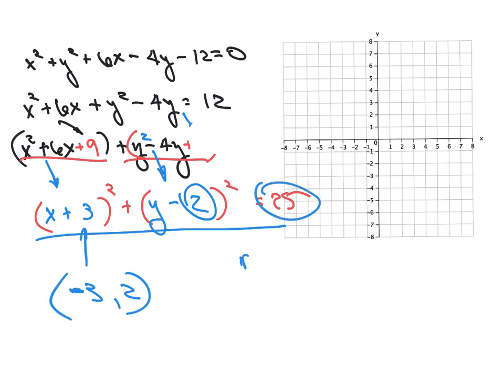This is r squared. So what number times itself is going to give me 25? So therefore, my radius is 5. A lot of folks forget that, and they give me a radius of 25. No, radius is the r, not the r squared. So then it's real easy to graph here. Negative 3, 2, with a radius of 5. And I can draw my crummy circle right there. So that is it for lesson 10.1.